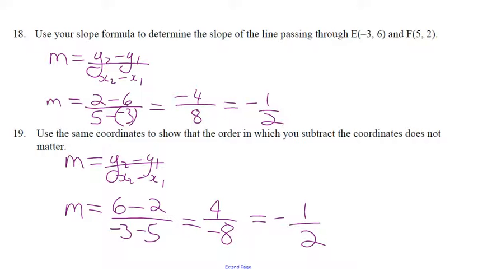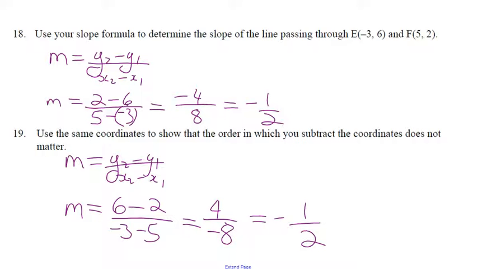So it doesn't matter what order you go in, right? It doesn't matter which point you say is point 1 and which point you say is point 2, as long as you're consistent. If that's point 1, this is x1, y1, and the other one is x2, y2. I can't change them around. If I do, then I get a different slope. It would not be the correct slope.